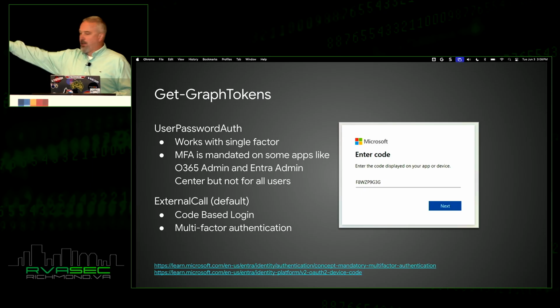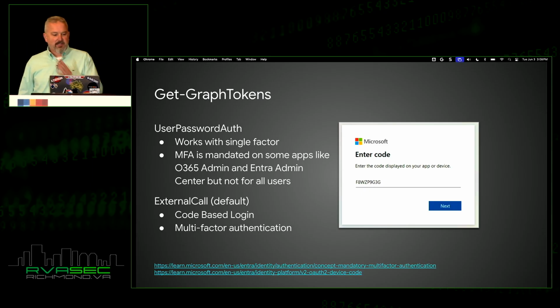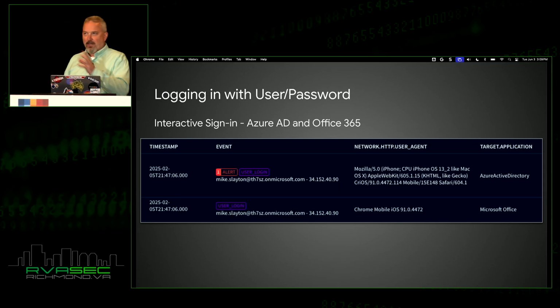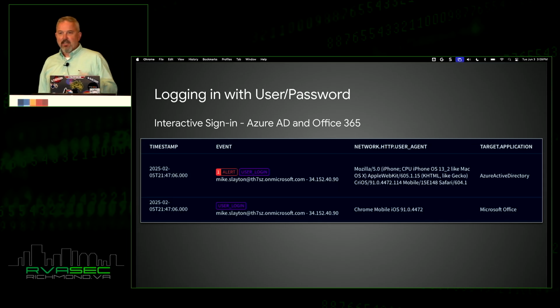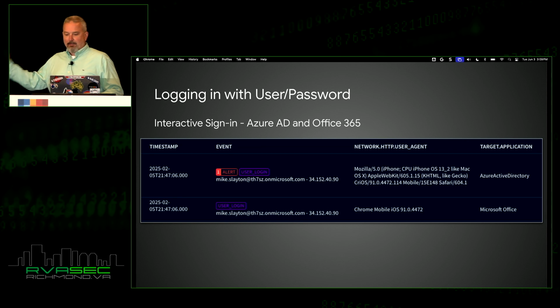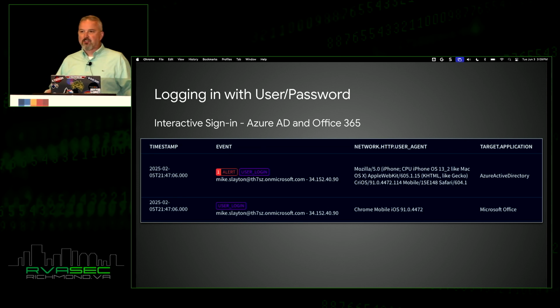When you do an OAuth login, you enter in some sort of a code like this. This is the external call where you'd handle multi-factor authentication, but we'll get into that in a second. If I log in, I get Entra ID sign-in logs for interactive sign-in. I get Office 365 sign-in logs. They have the username, the IP address they logged in from, the application they're logging into, a user agent string, all that kind of stuff.